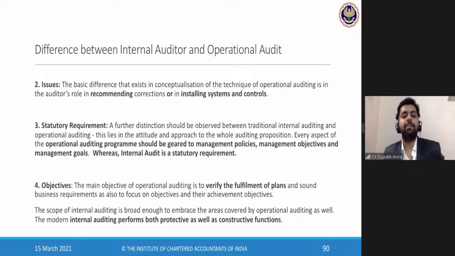The basic difference exists in conceptualizing the technique: the auditor's role in recommending correction and installing systems and controls. Statutory requirement should be observed between internal auditing and operational auditing. Internal audit is a statutory requirement, whereas the operational auditing program is as per the management's discretion, management's policy, objectives and goals. The operational auditing objective is to verify the fulfillment of plans, whereas the internal audit performs both protective as well as constructive functions.